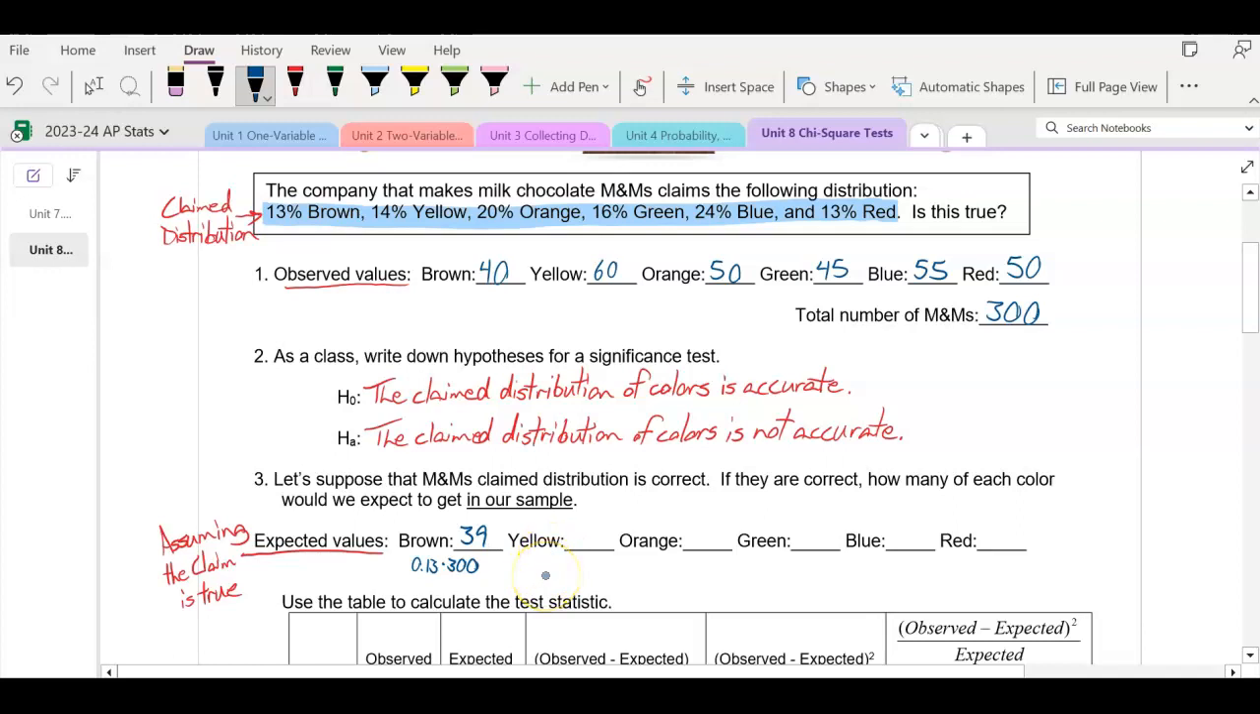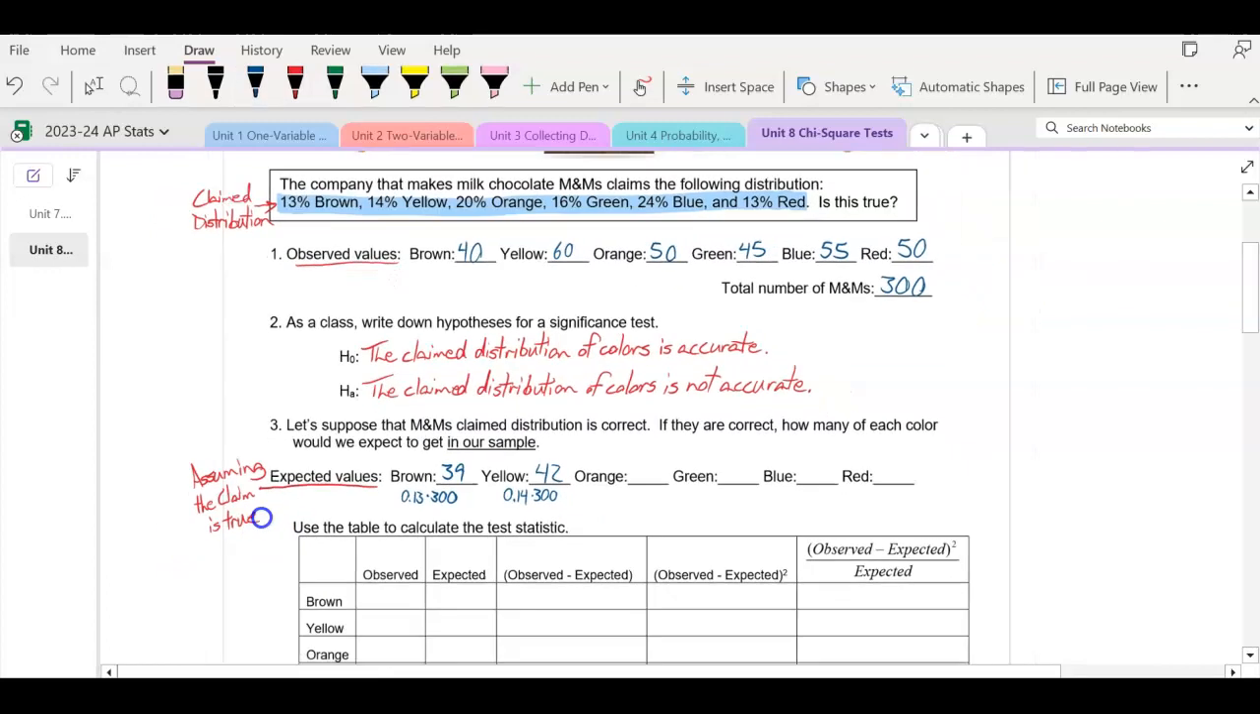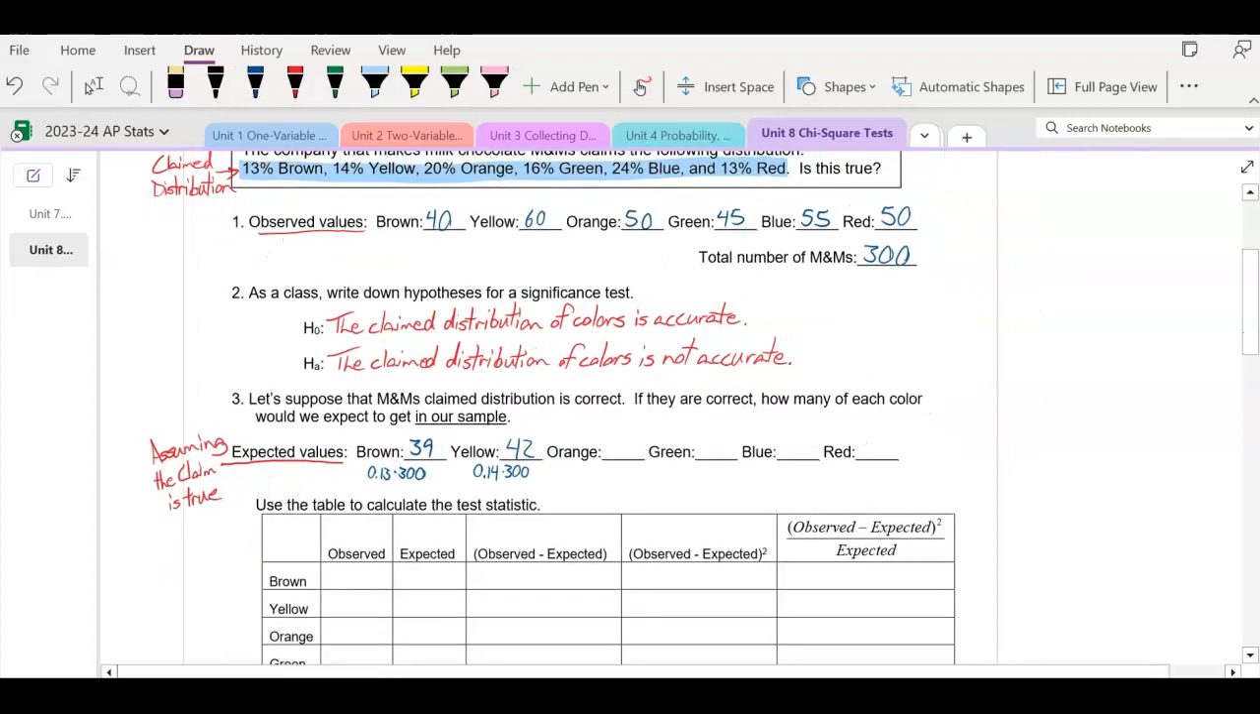But then we do the yellow. If we have 14% yellow, 14% of that 300, we would expect to be 42 yellows. And you can see, whoa, we got actually quite a few more yellows in our sample, or at least in my made up sample. And you do that for each one of these. I'm just going to stop there so we can see the idea.